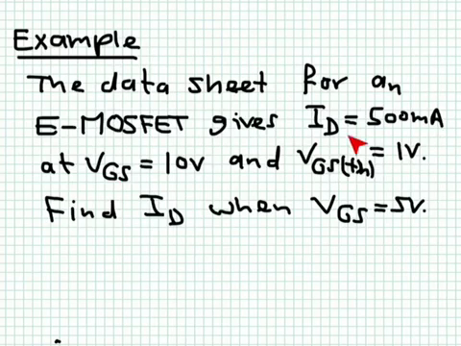They said when ID is equal to 500 milliamperes, we have VGS equal to 10. So from this piece of information, we can determine what is the value of K. We go back to the equation, we have K. Once we know K, we can now plug VGS equal to 5 to get the new current value.